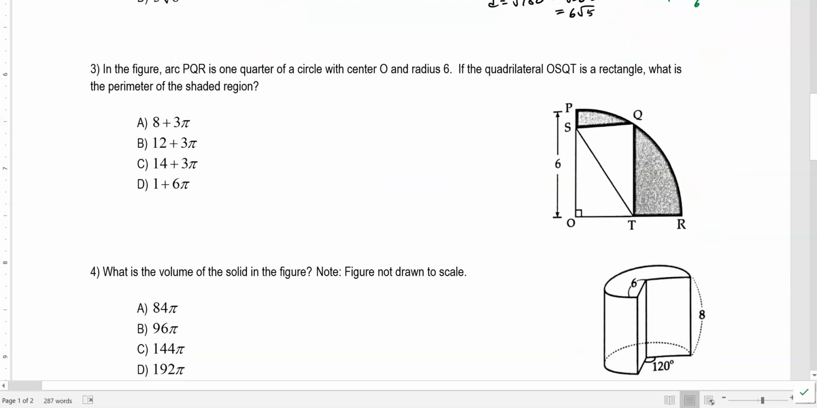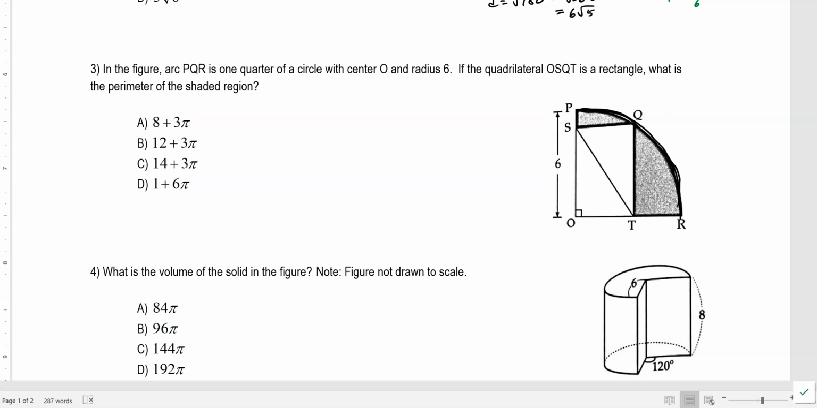Number 3, we want to find, let's see here, we've got an arc, which is a quarter circle. So PQR, this right here is a quarter circle at PQR. The radius is 6. They tell us that right there. And the quadrilateral OSQT is a rectangle. What is the perimeter of the shaded region?